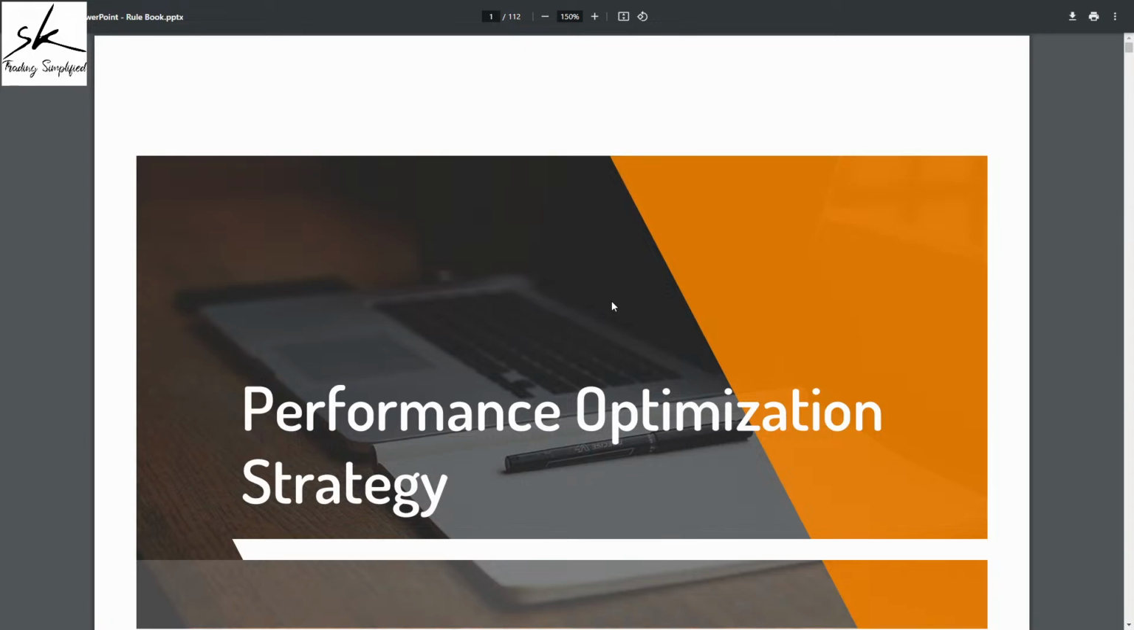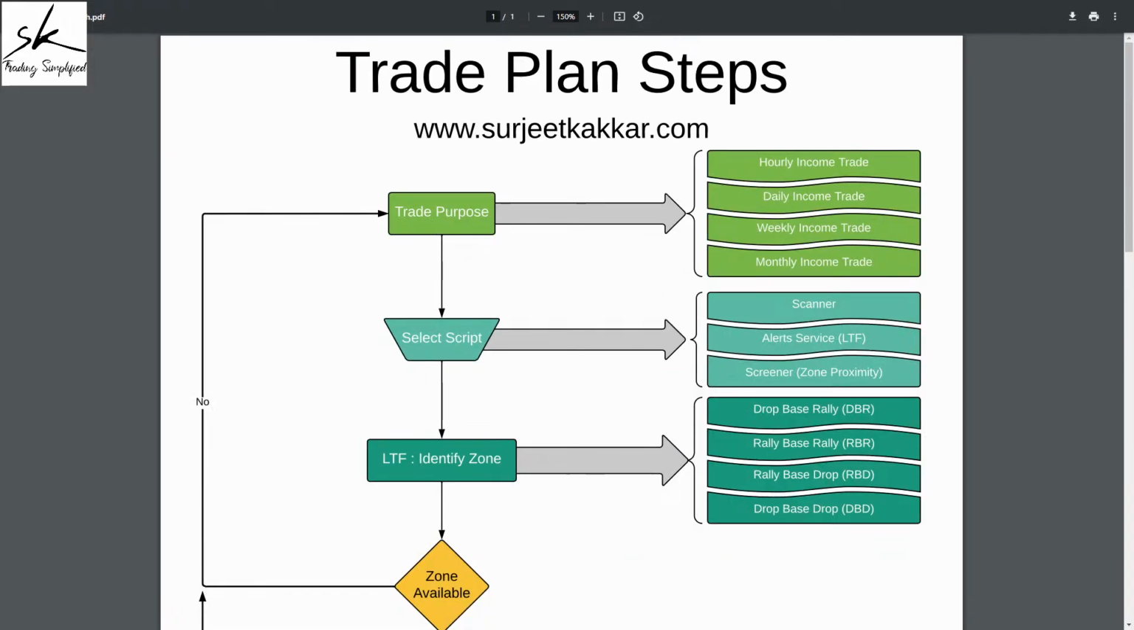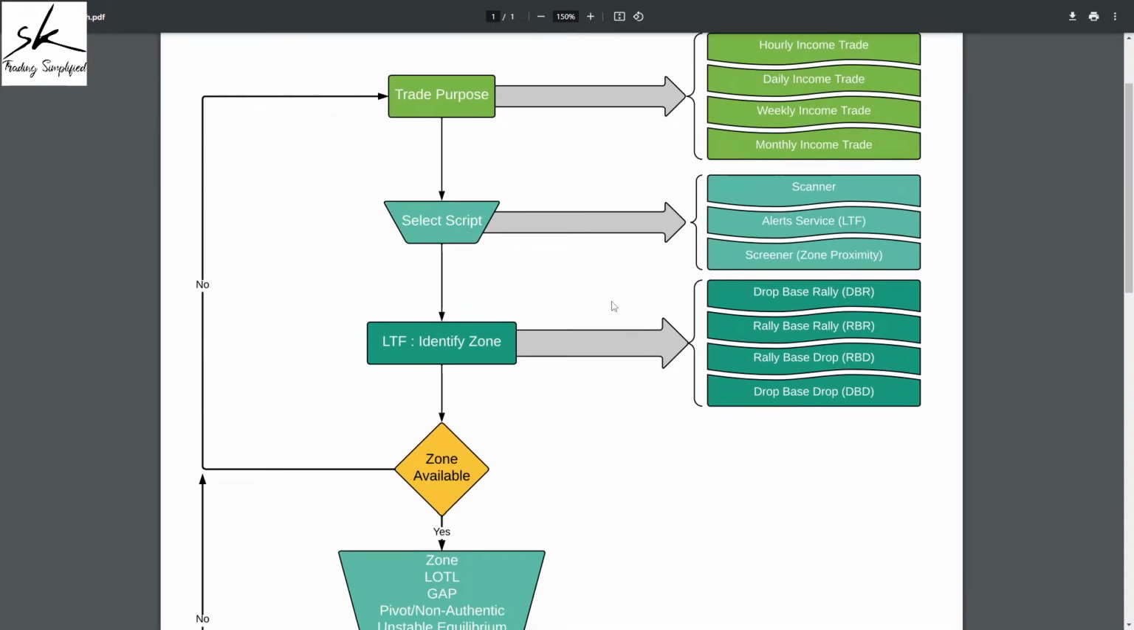All right, so our step number one, whenever we start planning our trade, is to define our trade purpose. Now, what do we mean by trade purpose? Trade purpose basically implies the expected duration of the trade. And the duration of the trade is from the time you enter the trade to the time you exit the trade.